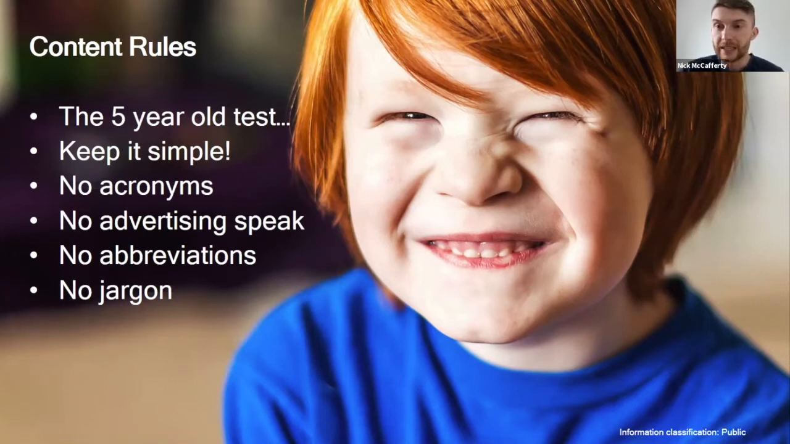So that's the advice when it comes to the content: really drill it down, keep it as simple and as clear as possible, so that a 5-year-old can understand it and anyone can understand it. People will then be able to relay and communicate your business and what you do, and also understand how they can support you as well. So keep it as simple as possible.